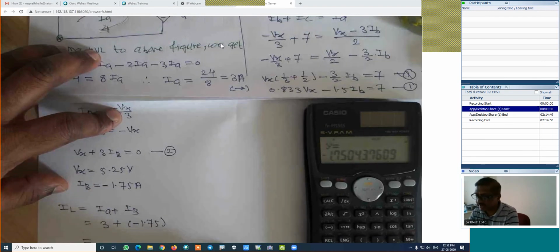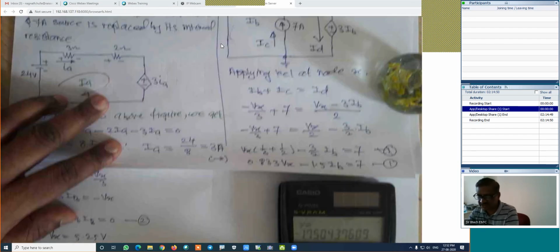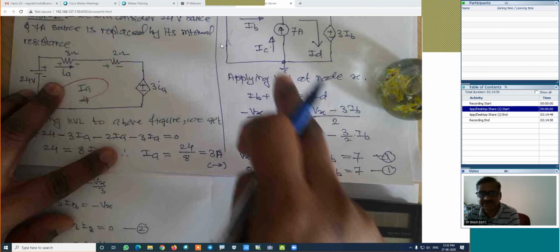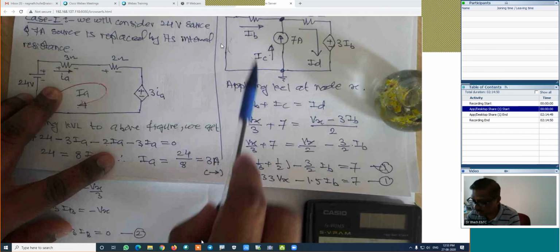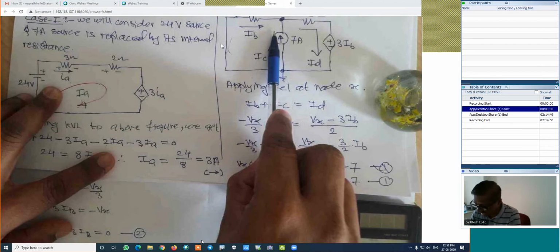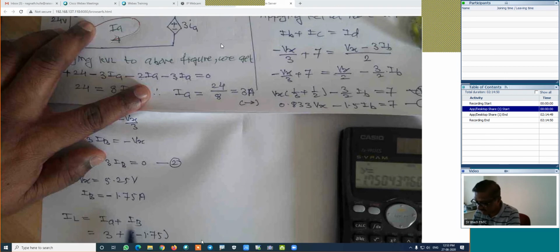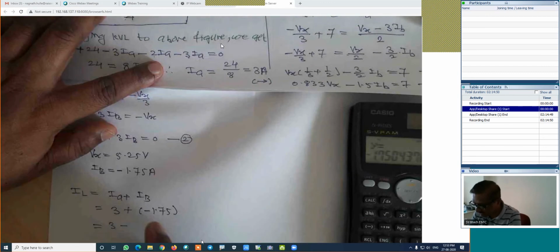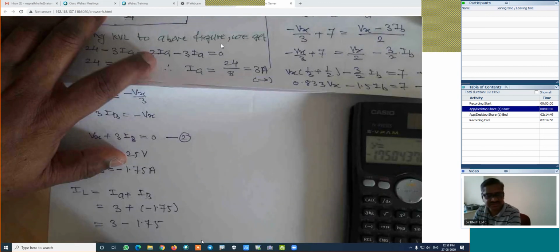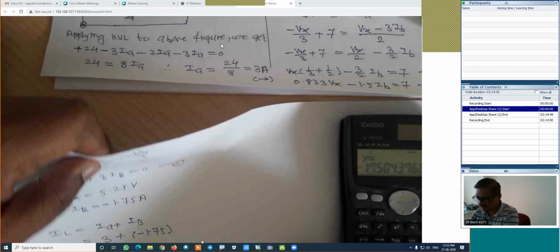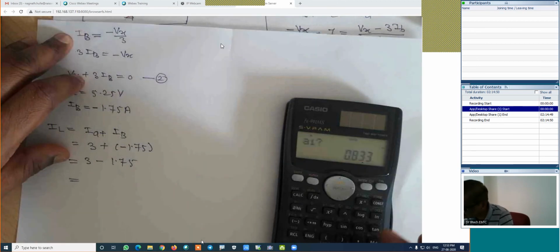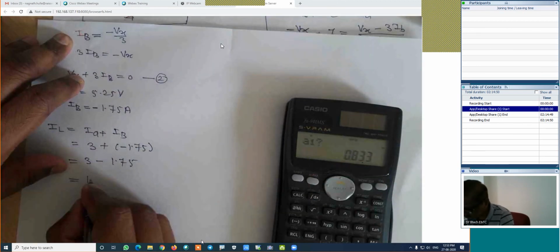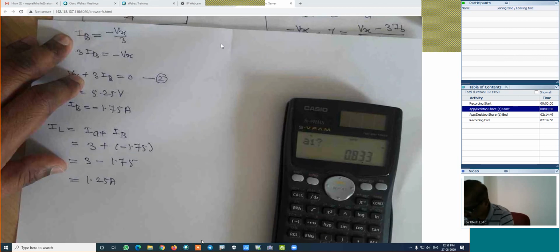Is it right? You can also think that the direction of both will be the same. In this case the direction is forward, and in this case also the direction is forward. In both cases direction is forward. So we can add, which is why I added IA plus IB, but its value is found to be negative. That's why it is 3 minus 1.75 amperes. And how much is the final answer? 3 minus 1.75, that is 1.25 amperes.